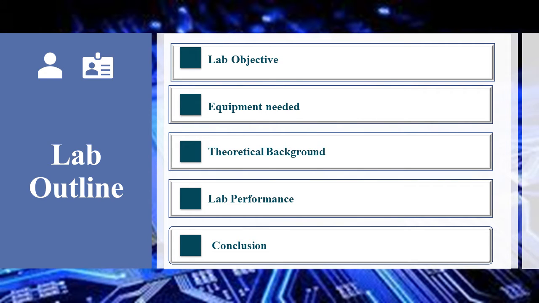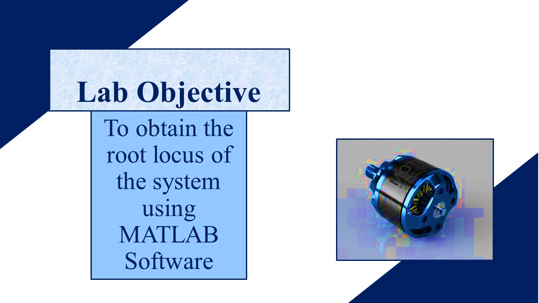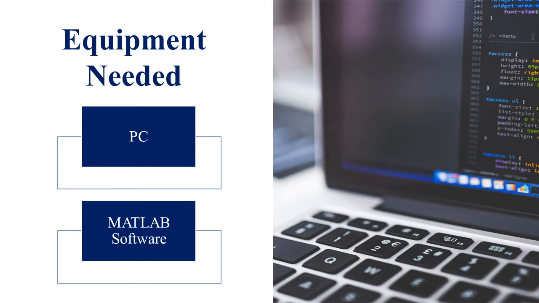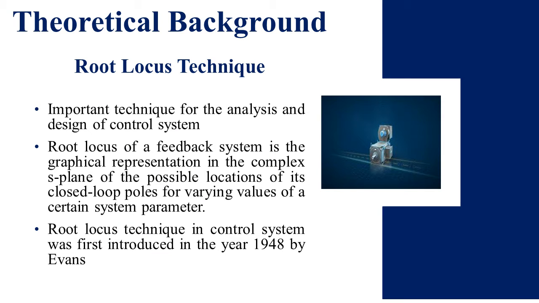Lab outline consists of 5 portions: lab objective, equipment needed for the experimentation, theoretical background of the experiment, lab performance part and conclusion. Title of our today's experiment is to obtain the root locus of the system using MATLAB software. Equipment needed for the experimentation is MATLAB software installed on your personal computer. Firstly, we have to look at the theoretical background of this experiment.